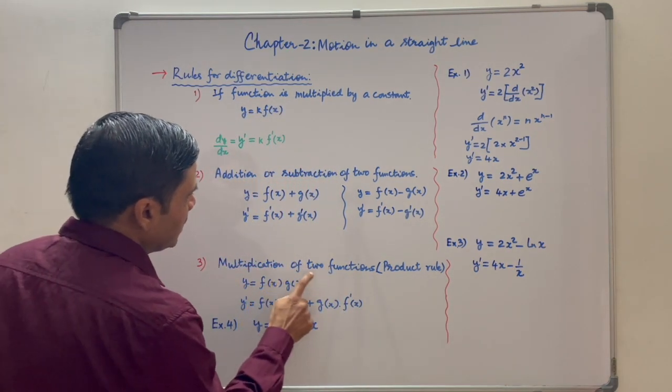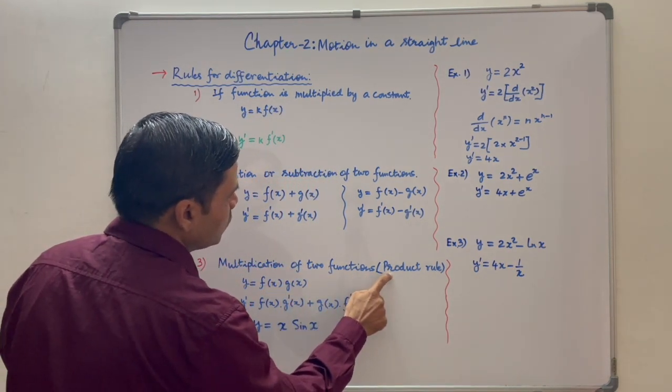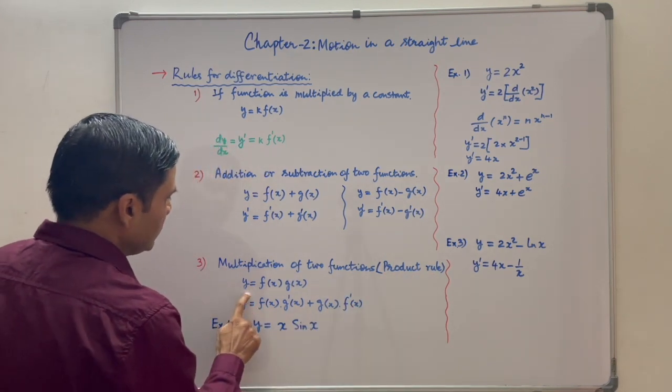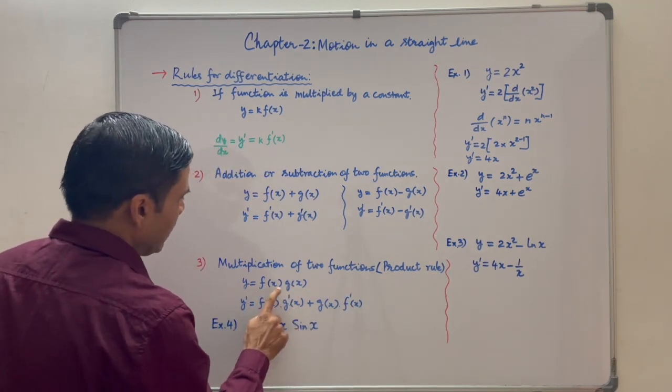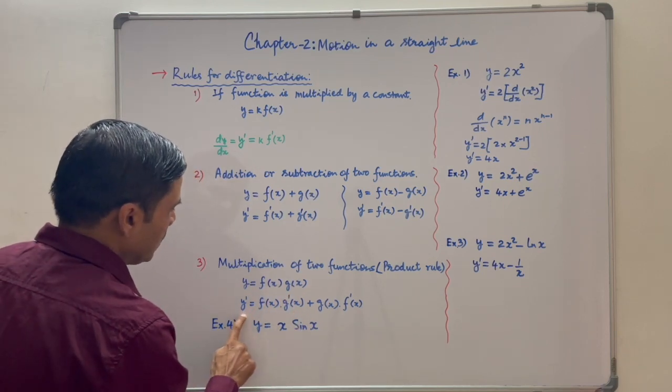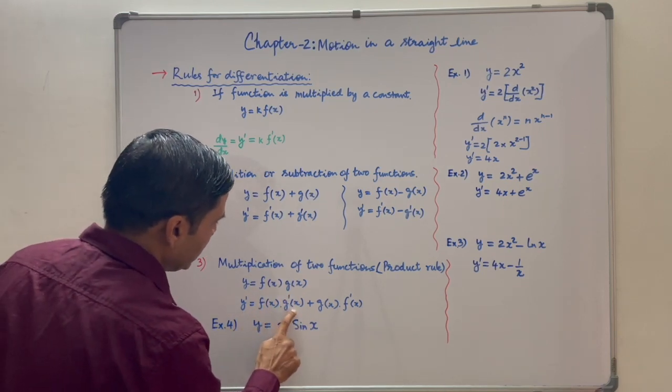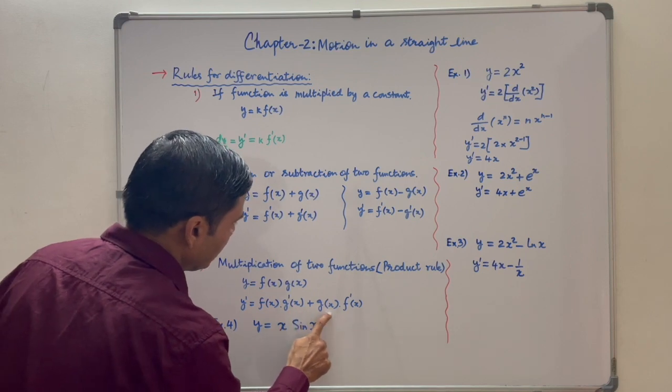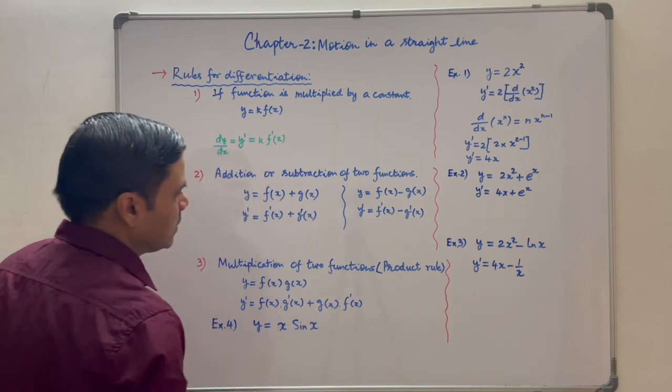Third one, multiplication of two functions, also known as the product rule. y = f(x) · g(x). f(x) is the first function and g(x) is the second function. Then y' will be the first function into the derivative of the second function, plus the second function into the derivative of the first function.